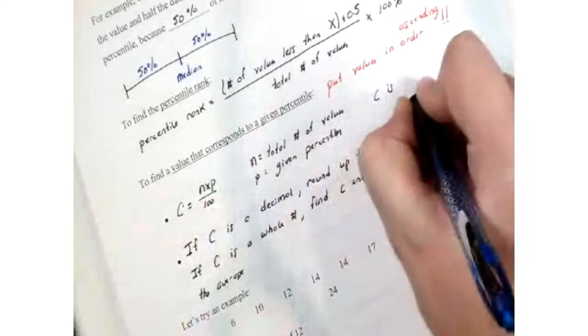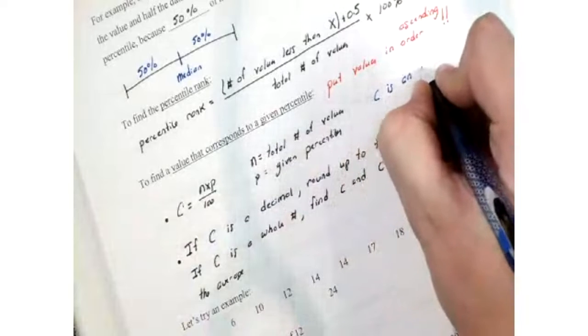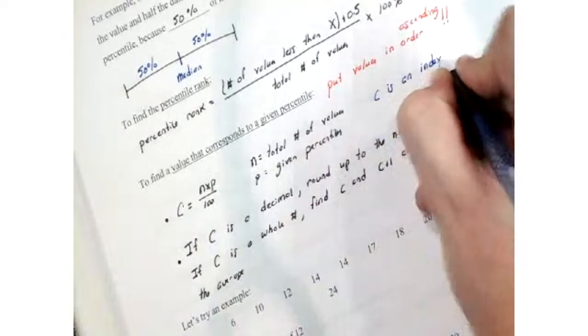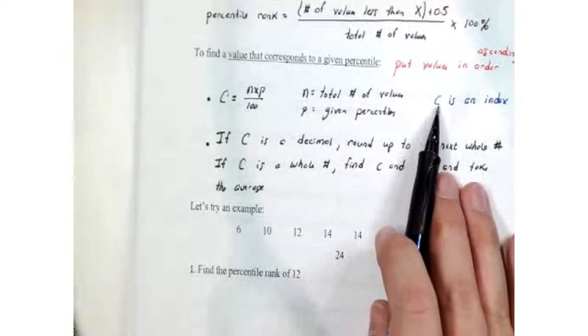So you're probably wondering, what the heck is this C? I'll write it in a different color. C is an index. Whenever we have these values in ascending order, C is going to represent the number in the data set that corresponds to that percentile. You'll see in a second what I mean.